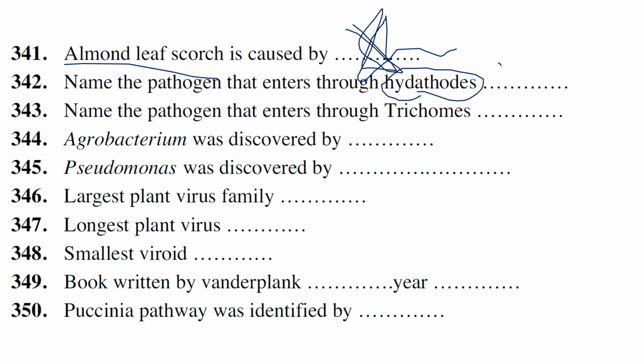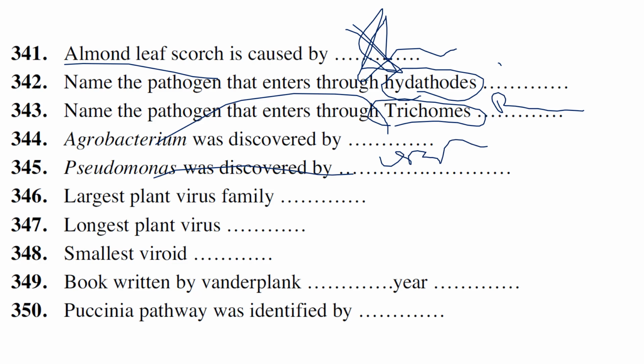The next one: name the pathogen that enters through trichomes. Bacterial canker of tomato generally enters through trichomes. It is Clavibacter michiganensis subspecies michiganensis. The genus Agrobacterium was erected by Conn in 1942. Next, Pseudomonas was erected by Migula, probably in 1894, I think.